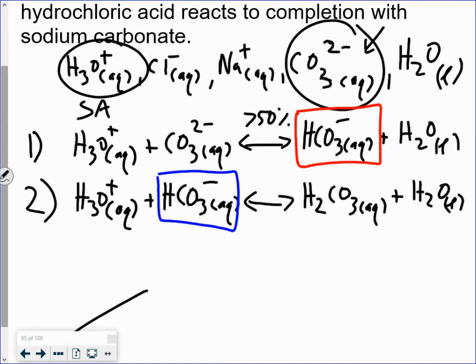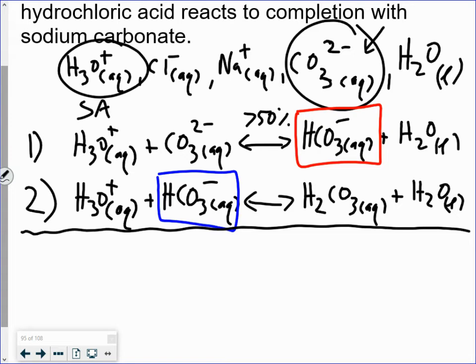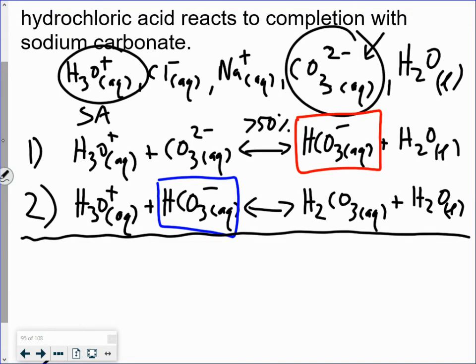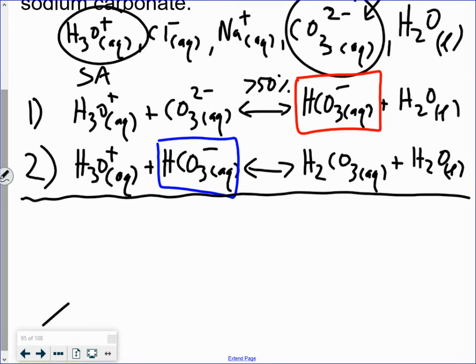Now, this was something, if you did online learning, I definitely rushed through. But the idea is there are always multiple reactions when you have acids that are called polyprotic acids or polybasic bases. A polyprotic acid has the ability to give away more than one hydrogen. A polyprotic base means it has the ability to accept more than one hydrogen. Now, you can find these on your table. I'm just going to finish this, and then we'll talk about that in a second.